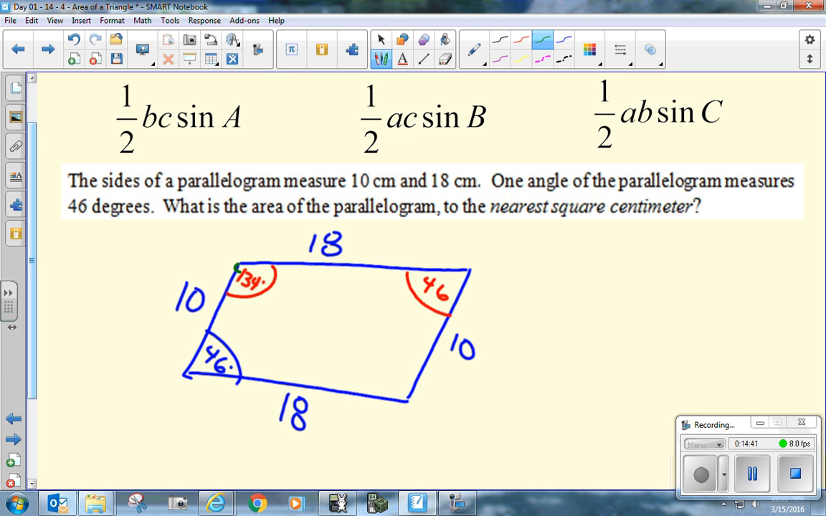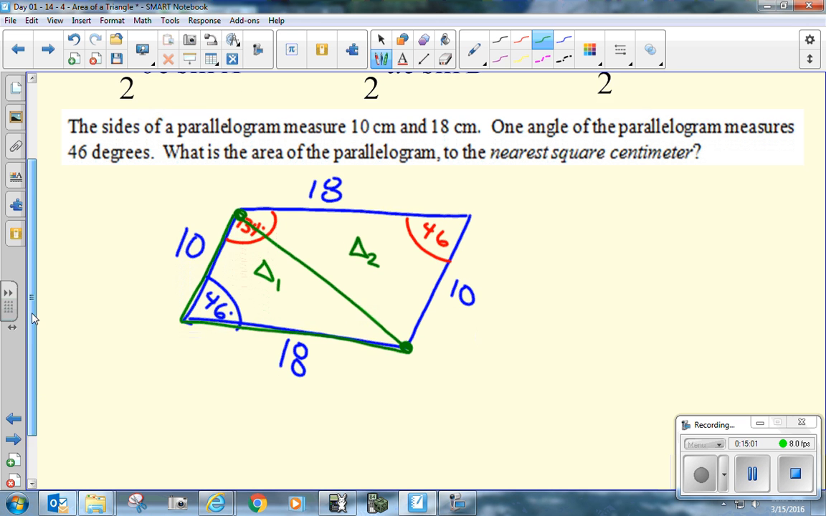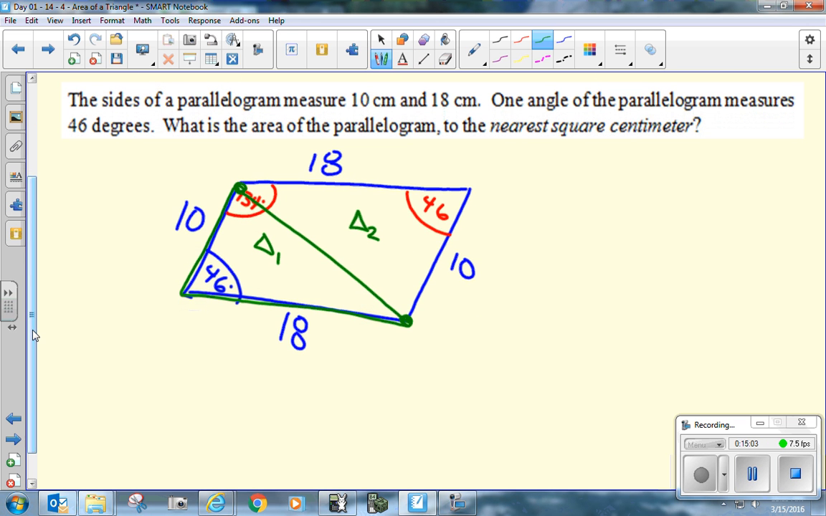I'm going to draw a diagonal that goes from here to here. Now I have this triangle here. The beautiful part is, when I find the area of triangle 1, triangle 2 has the same area. It's the same numbers: 10, 18, and 46. So there are really two ways to do this. And there are mistakes to be made. So make sure you are careful.